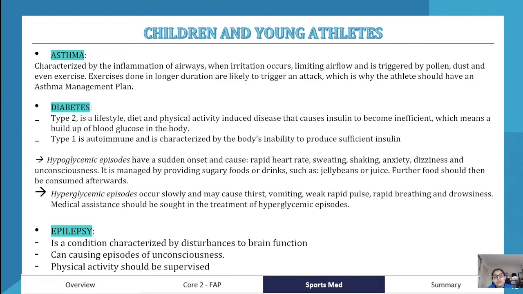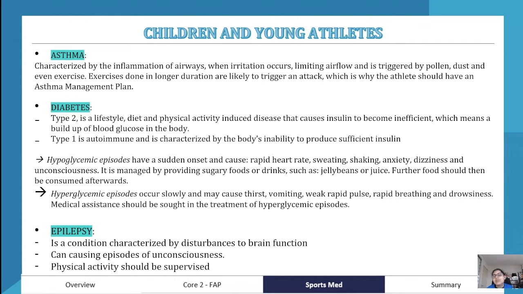So it causes insulin to become inefficient. So insulin is used in the body to control and regulate the level of glucose. So glucose, your body gets glucose after you eat a meal, right? And that glucose is in the bloodstream. And when those glucose levels go high, for example after a meal, the body will activate the insulin.